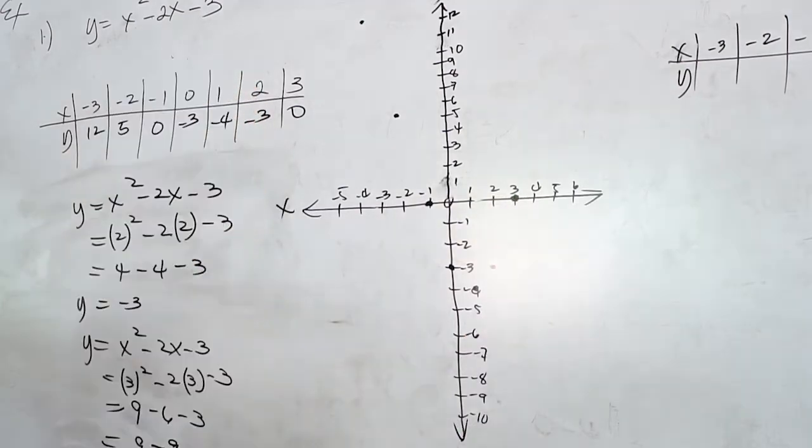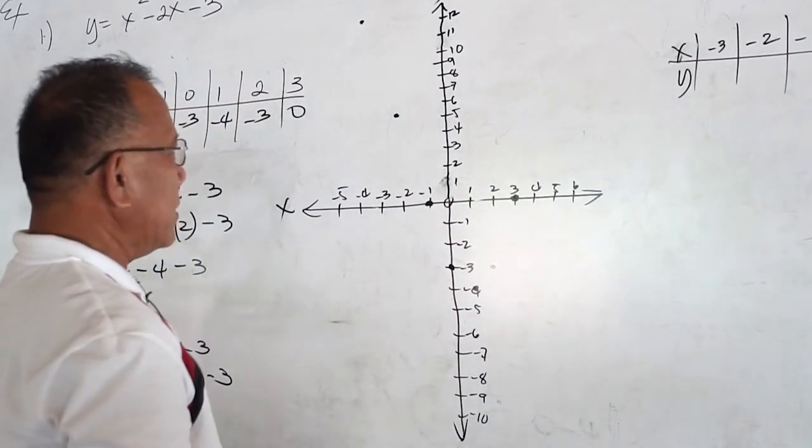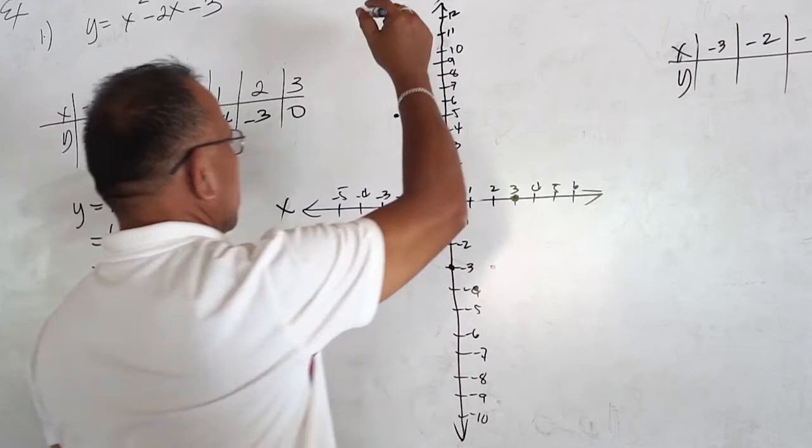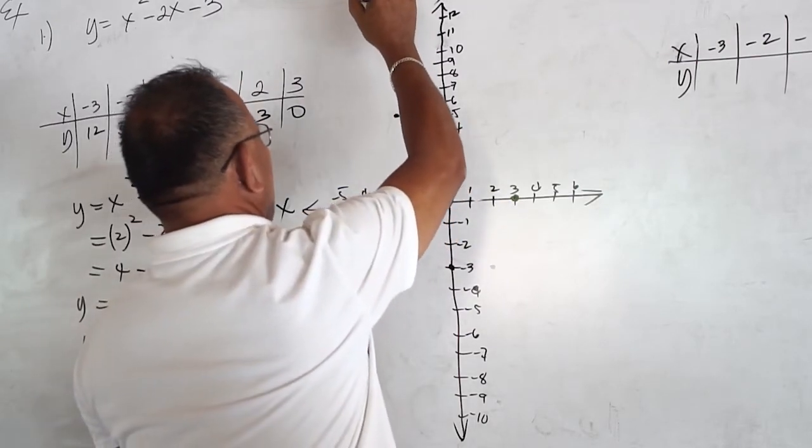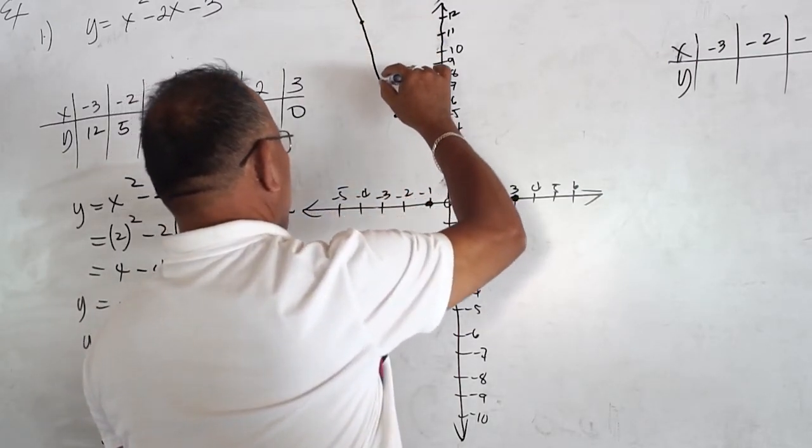After plotting the points, connect them with a line. So this is now the graph, the line.